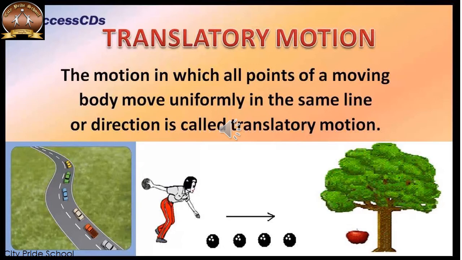It could be either in a straight line, where it is called rectilinear motion, or it could be along a curved path, as you can see here, the cars moving along a curved road, termed as curvilinear motion. The apple falling down from a tree again is in a straight line, it falls directly down. Okay, and that would also be termed as a rectilinear motion, or translatory also you can say.